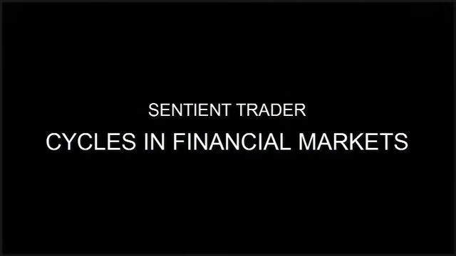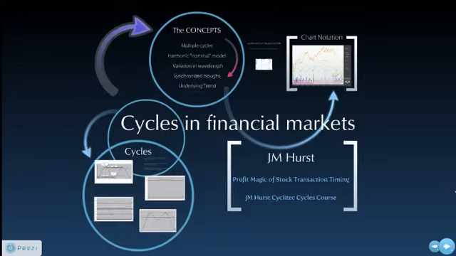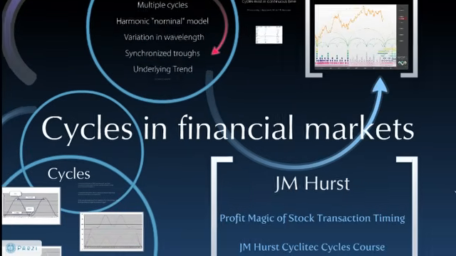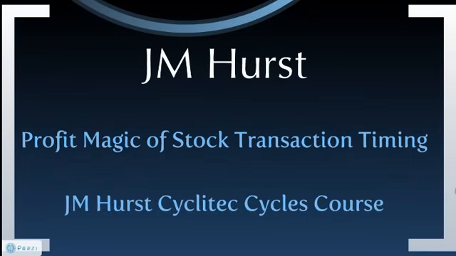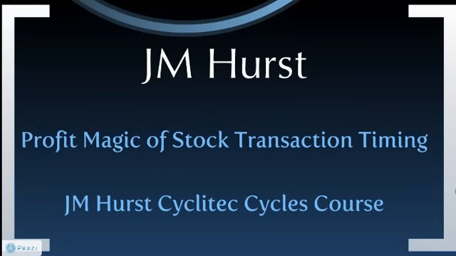In this video, we are going to be speaking about cycles in financial markets. In particular, we are speaking about the cyclic principles of a man called J.M. Hurst, who was an American engineer. In the late 1960s, he published a book called The Profit Magic of Stock Transaction Timing, a book which is still available today and which has been very popular over the years. In this book, however, he only presented a small portion of his full cyclic theory.